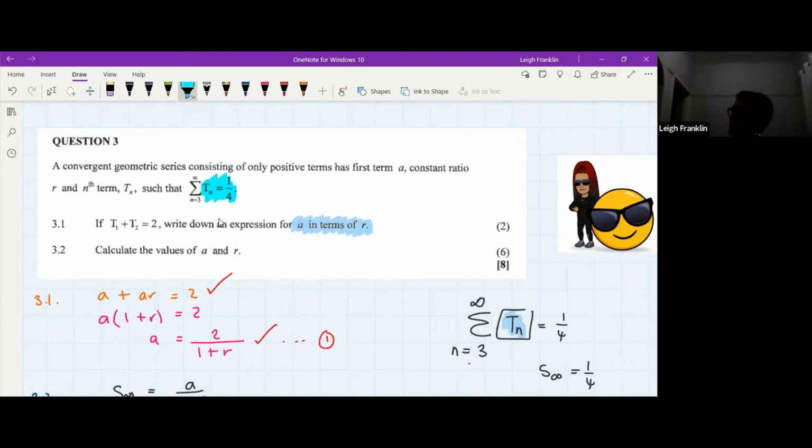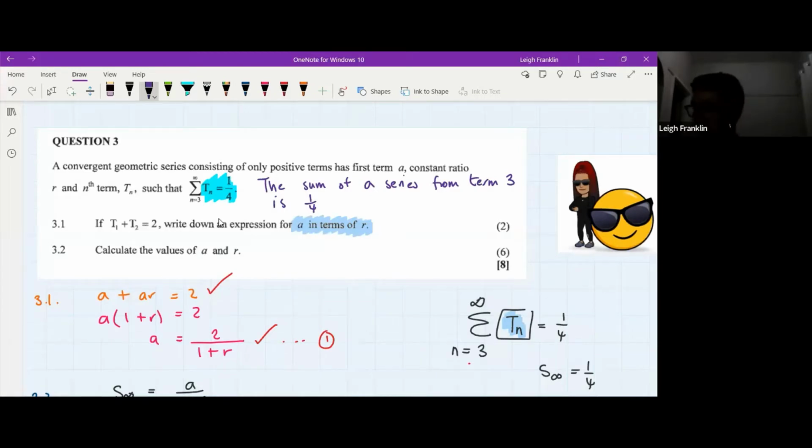That's perfect. Okay, everyone. So what they said is the sum of a series from term 3 to infinity is 1/4. But we know that there is a term 1 and term 2. There has to be a term 1 and term 2. So we have to get our additional information from 3.1 where they said term 1 plus term 2 is 2. So the sum of the entire series from term 1 has to be the 1/4 plus the 2 from 3.1. Do you guys understand now?